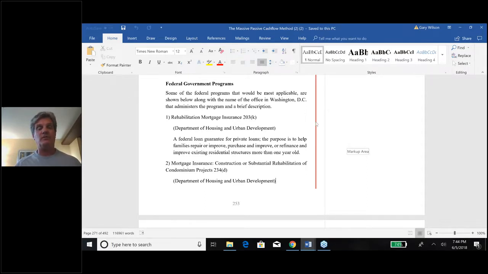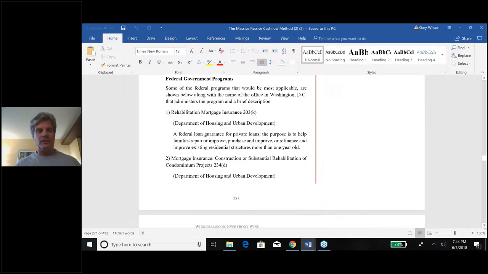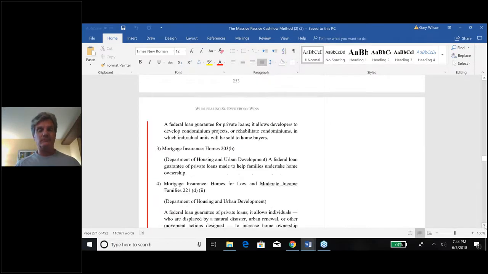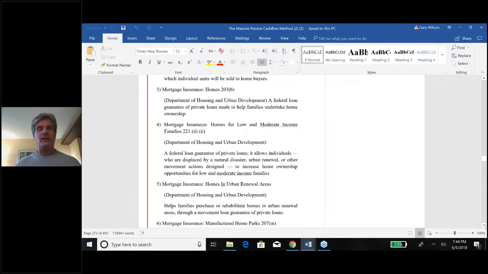But in any case, we talked about 203K. All right, the purpose is to help families repair, improve, or purchase and improve properties, refinance, improve existing residential structures more than 1 year old. Right, 234D, construction or rehab of condominium projects. How about that? Okay. 203B.